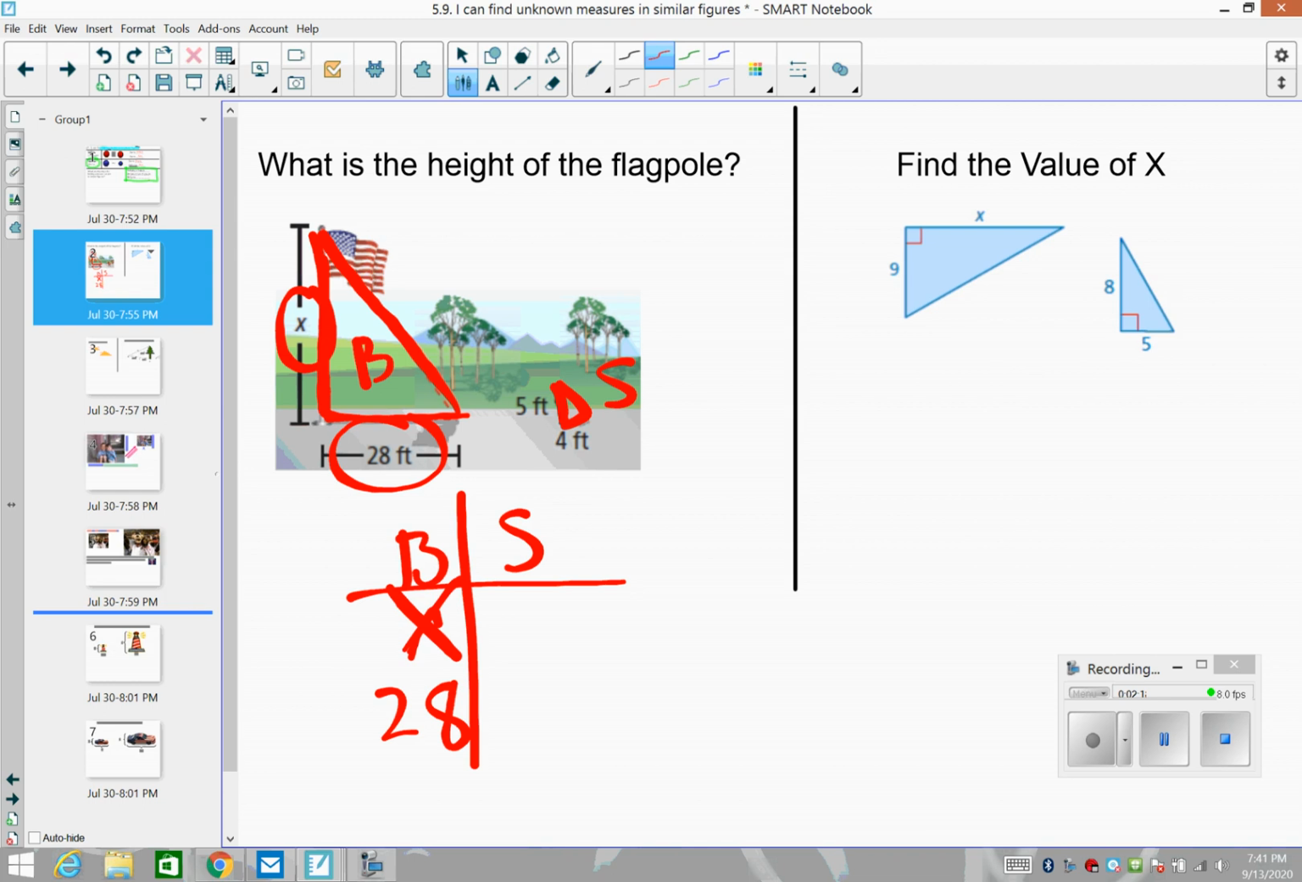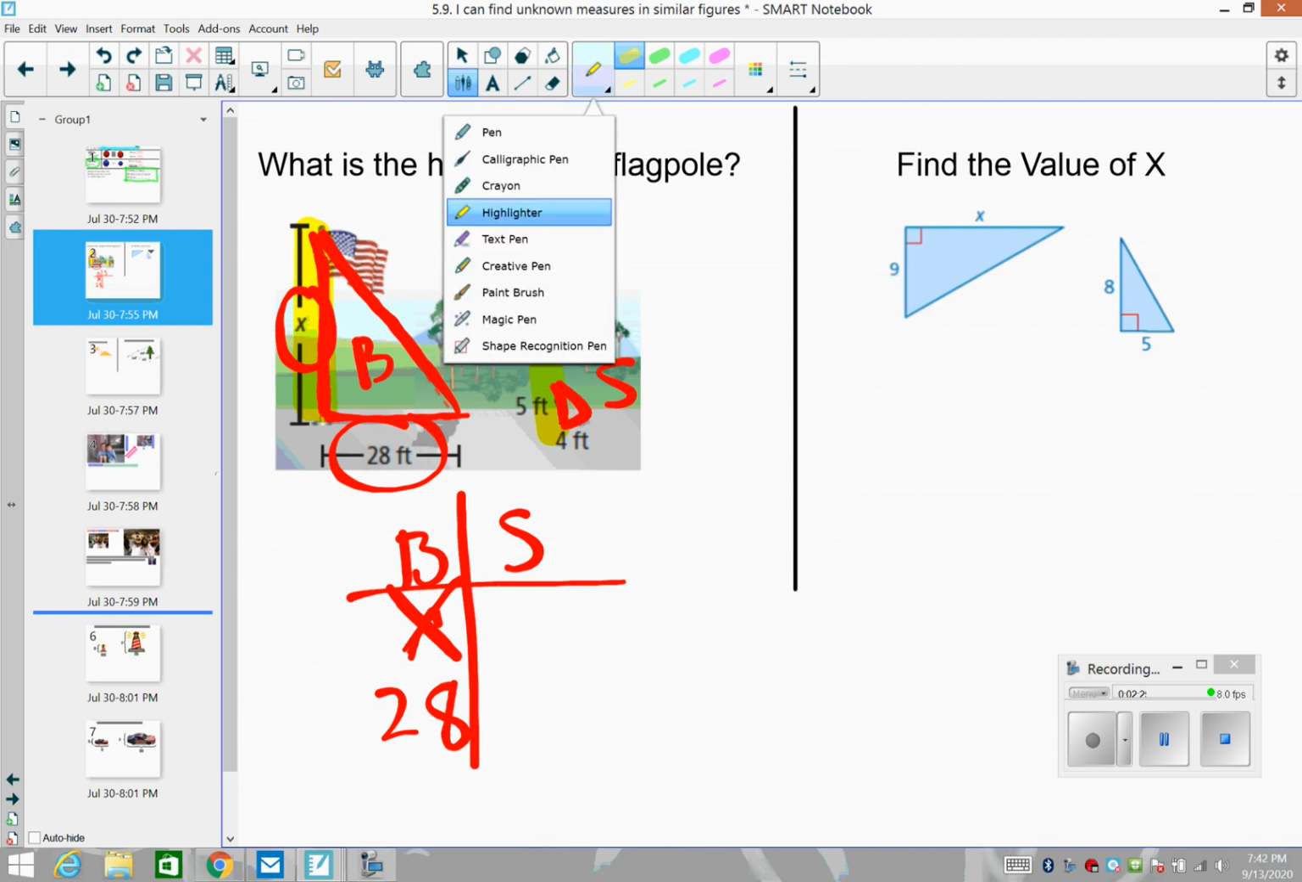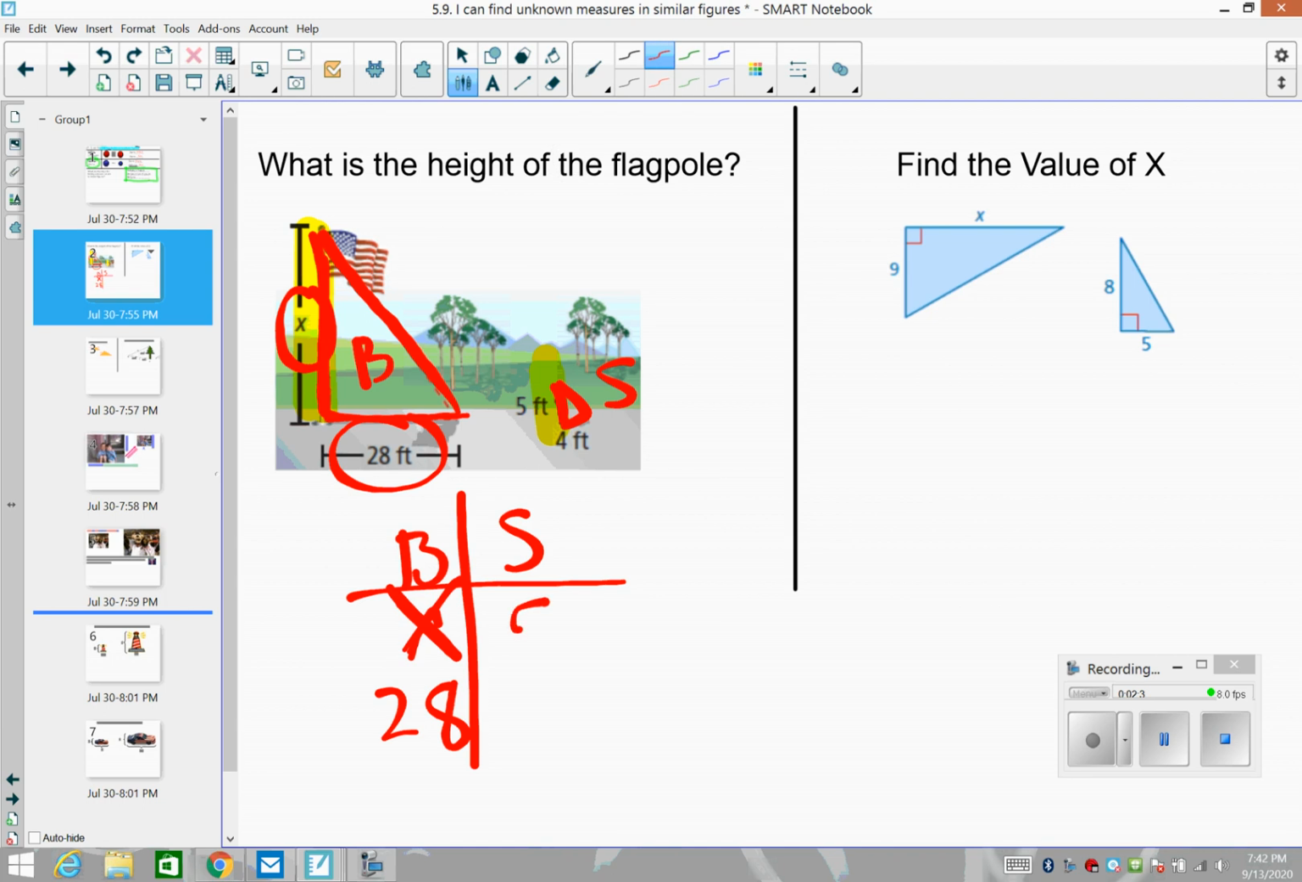So my corresponding parts then is that we would say that the height of the flagpole corresponds to the height of the person. So x corresponds with 5 feet. The shadow length of 28 corresponds with the shadow length of 4. Our job is to solve for x to find the height of the flagpole.